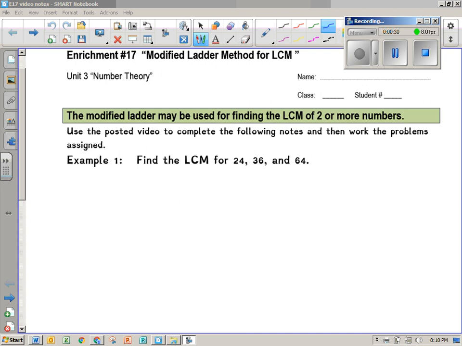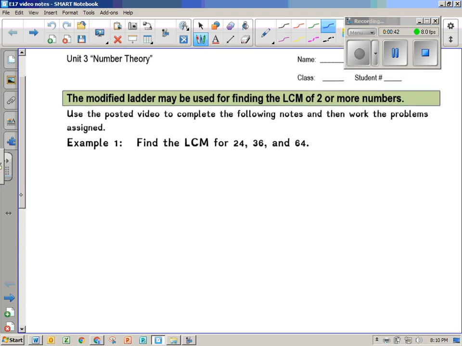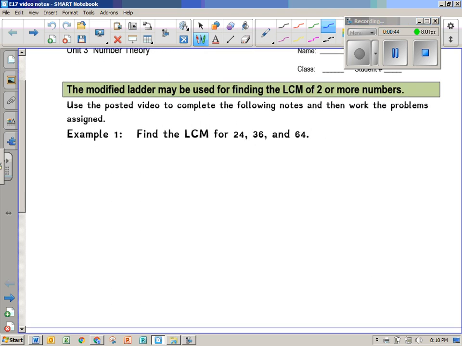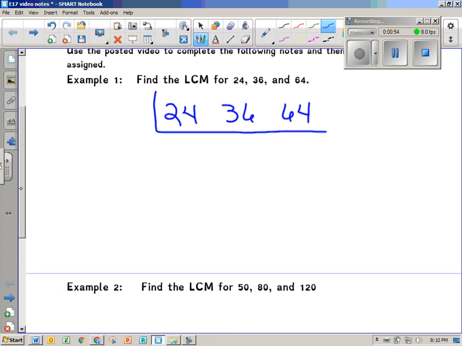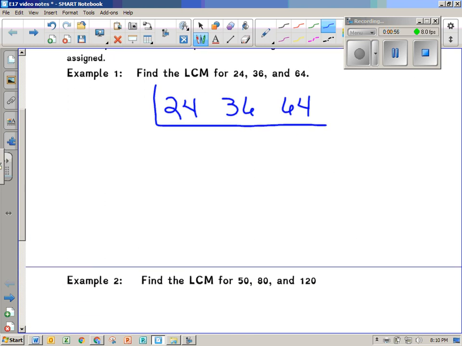You might recall that the ladder method, the way we learned it before, you could only use it for two numbers at a time, but not for 3, 4, or more. So this is a modified ladder, so it's a little bit different. You still write the numbers in the same way across and put your rung of the ladder. Scroll up a little bit. So you start in the same way.